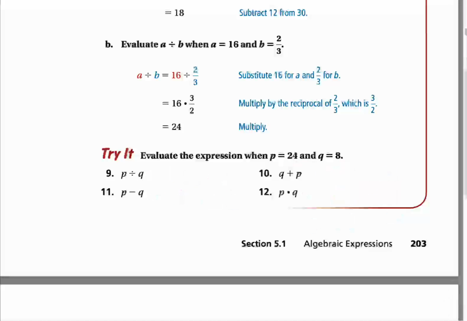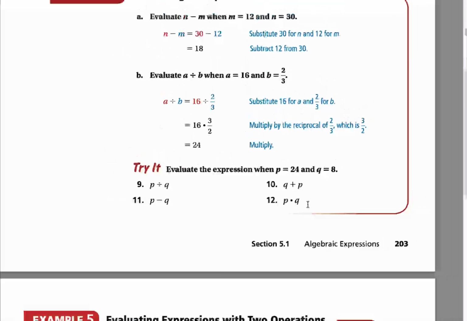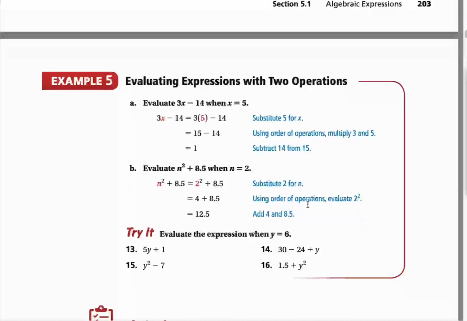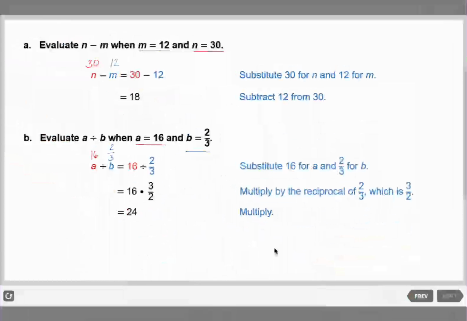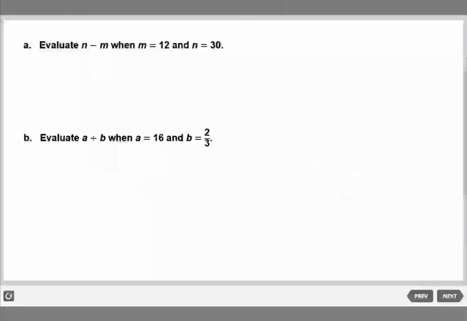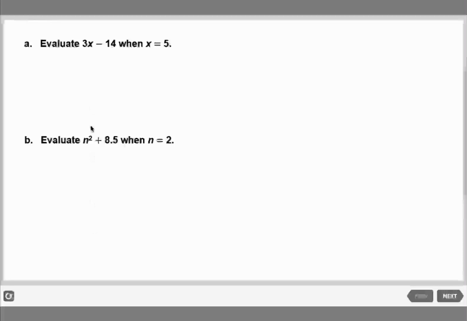Okay, my heroes. Now, let's move to the next page, and we have example 5 here. Evaluate 3x minus 14. We will do exactly the same. We have the value of x: x equals 5. So substitute 5 for x. Remove the x and write 5.